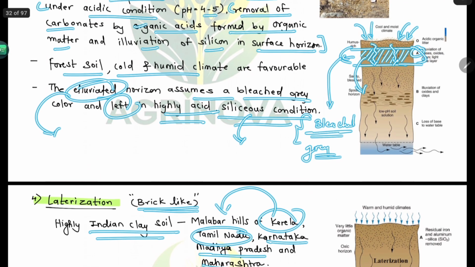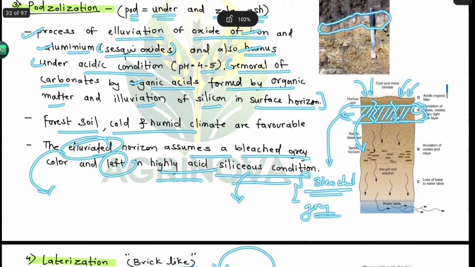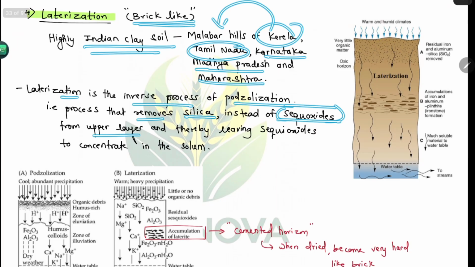So we have seen which types of minerals get removed: the organic acids, organic matter, sesquioxides. But here the silica gets removed and all these sesquioxides remain as they are. So silica gets transferred to the next layer, thereby leaving sesquioxides to concentrate in the soil. Okay, and it makes the soil hard, brick like.